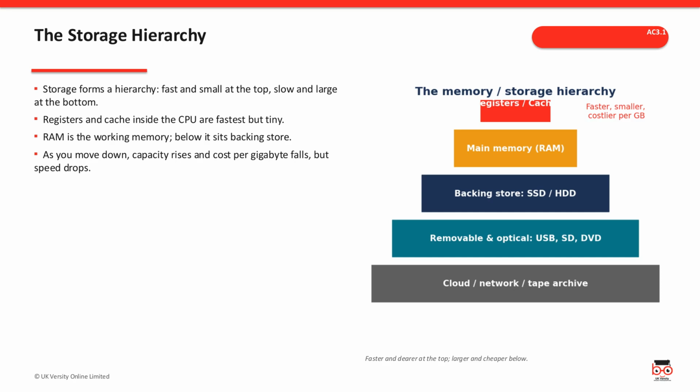It helps to picture storage as a pyramid or hierarchy. Right at the top are the registers and cache tucked inside the CPU, blisteringly fast but tiny. Below them sits RAM, the working memory, and below that comes the backing store we're focusing on. As you travel down the pyramid, the capacity grows and the cost per gigabyte falls, but the speed drops away, so it's always a trade-off between how fast, how big, and how cheap.